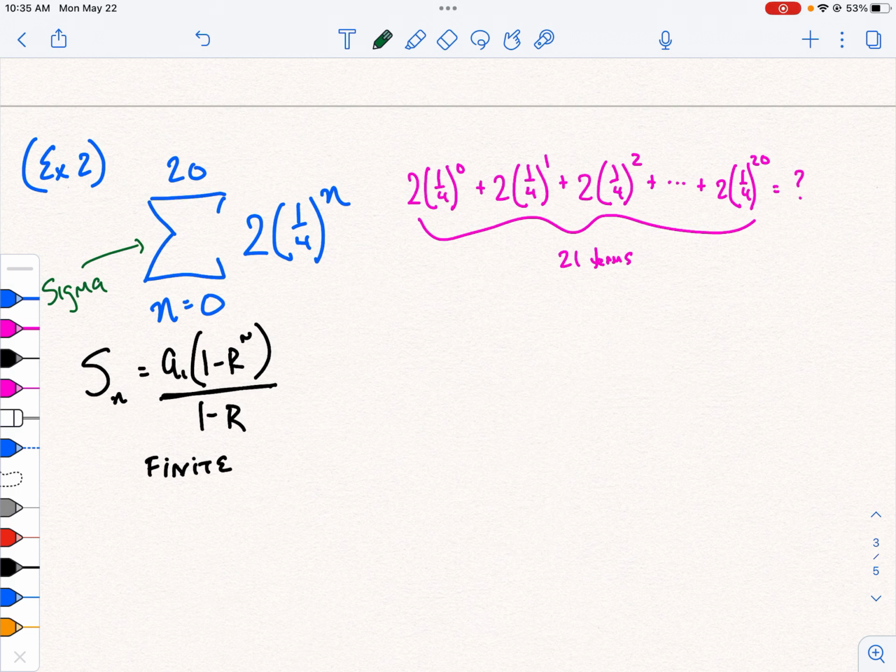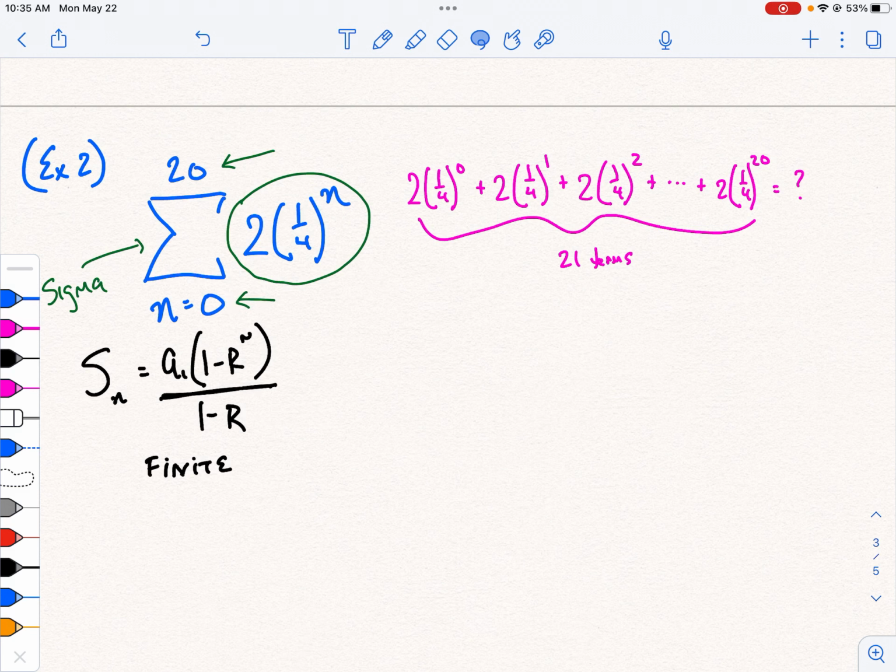Sigmas have a starting and ending point. The starting value is the number of the term that starts down here, and we go to this term up here. Next to the sigma, it gives you the pattern. You take the first value, this one down here, and put this number in the n spot. You can see that I did that here, 2 times 1/4 to the 0.